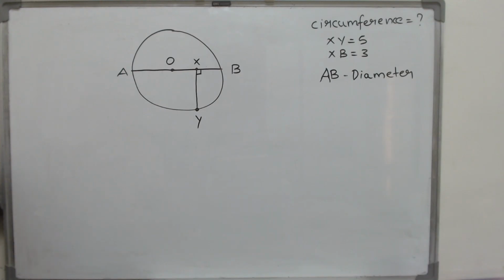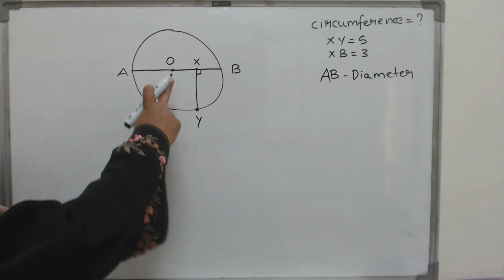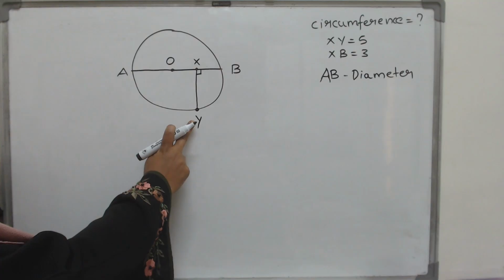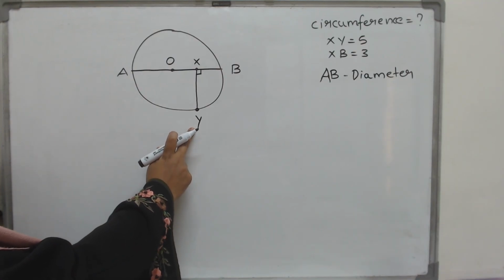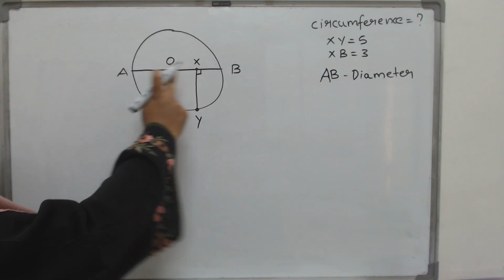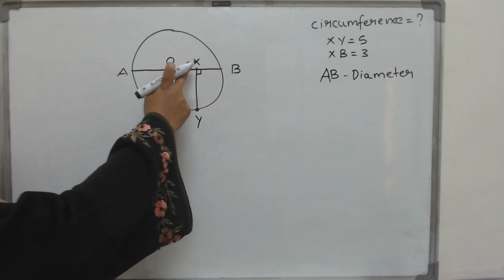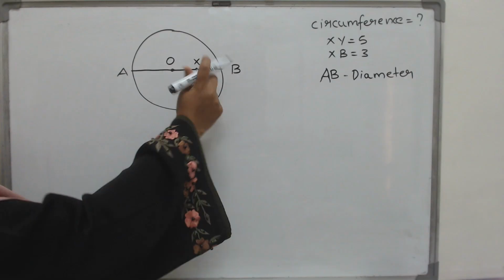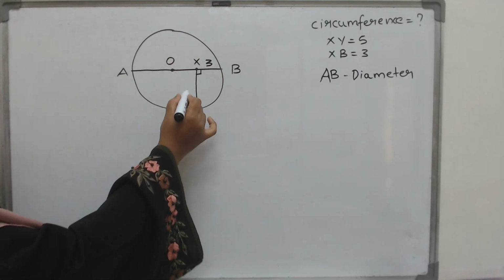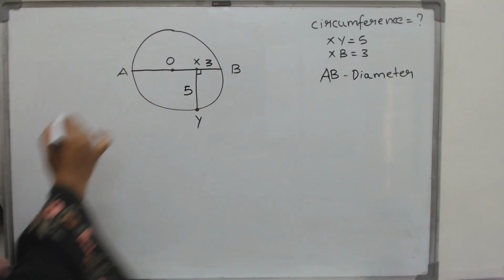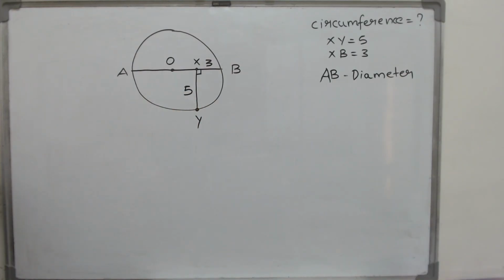Here we have a circle with its center at the point O. From a point Y on the circle, a perpendicular is drawn which meets the diameter AB at a point X. XB is given as 3 centimeters. YX is given as 5 centimeters. What we need to find is the circumference of this circle.